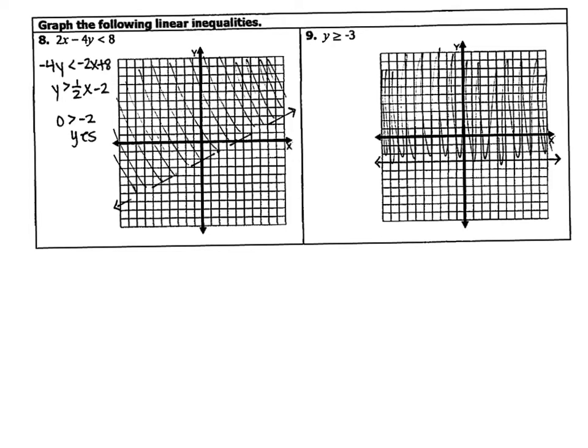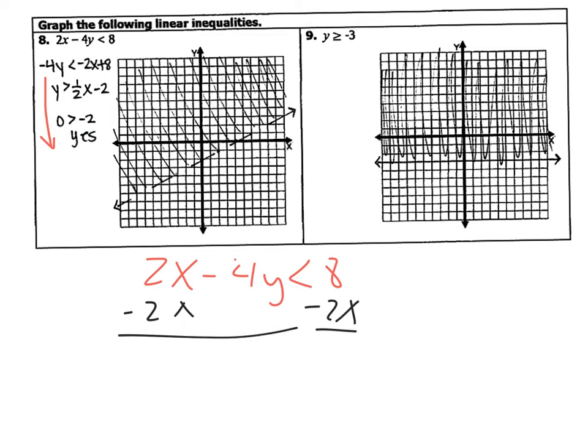Okay, now on number 8 and number 9, what they're showing here is the progression on solving for y. What they don't show you is that the 2x minus 4y is less than 8. Well, what they don't show you is they subtracted the 2x from the other side. And you get negative 4y is less than negative 2x plus 8.